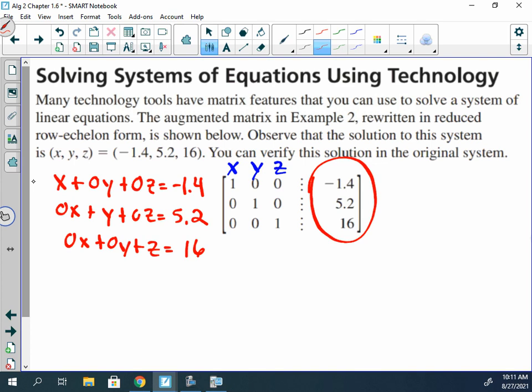Now, if it ever is a no solution, it would be if this here was a 0 and I still had a number over here, because that bottom row would be saying everything's zeroed out. 0 is equal to a number. That would be a no solution.